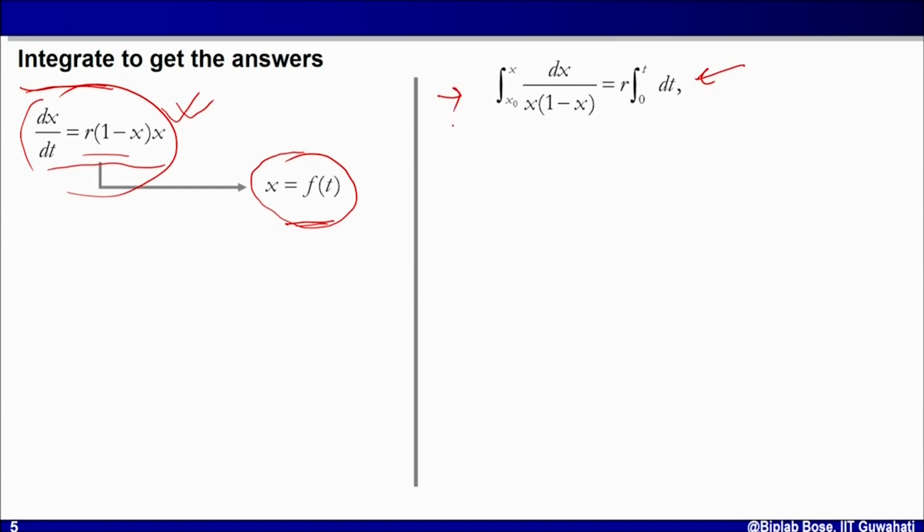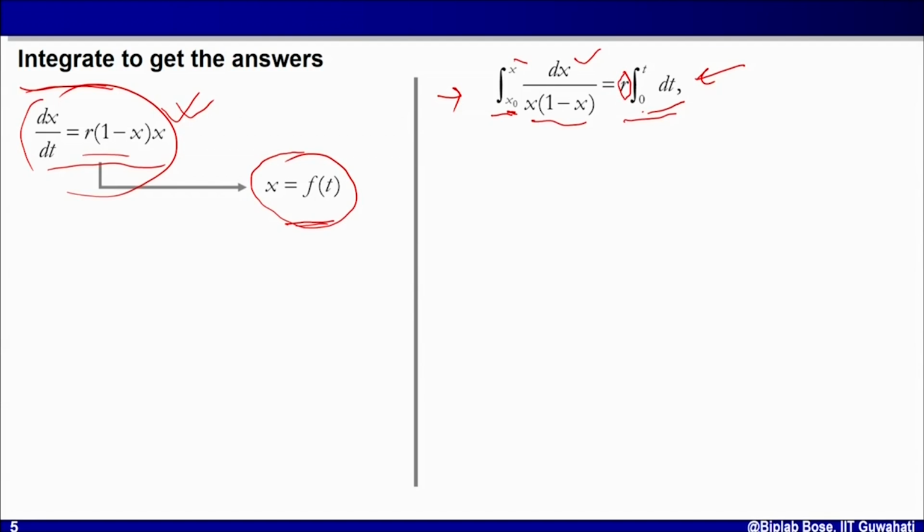By separating out x and t, I get dx by x into 1 minus x equal to r into dt. This dx by x into 1 minus x has to be integrated from x naught to x. Remember, x naught is the initial value of x. And I have to integrate dt from 0 to t. And remember, r is a constant. That's why I have taken it out of the integration sign.